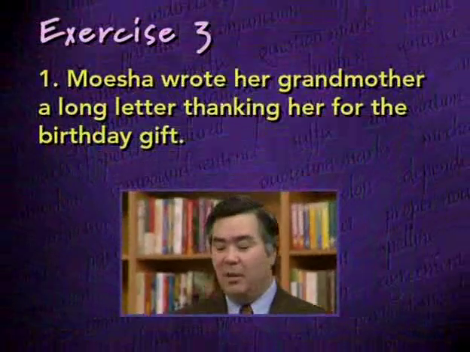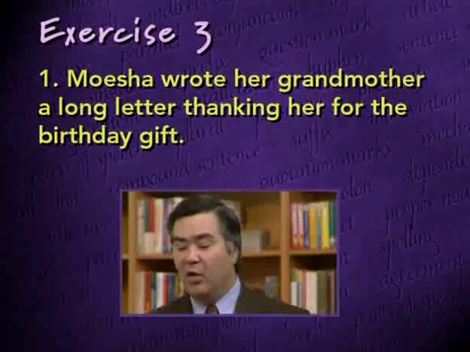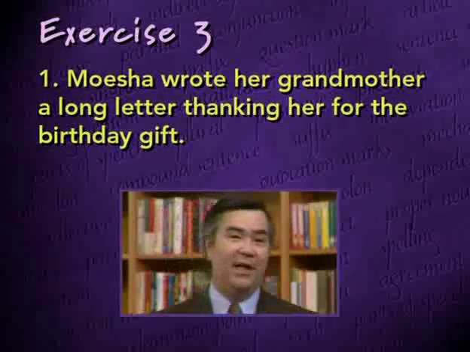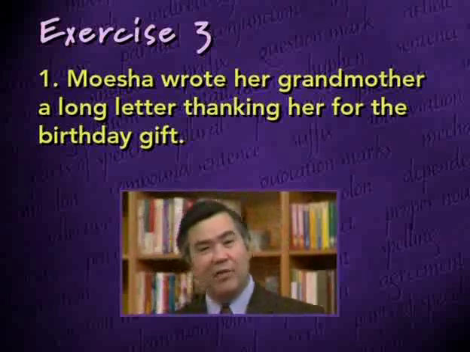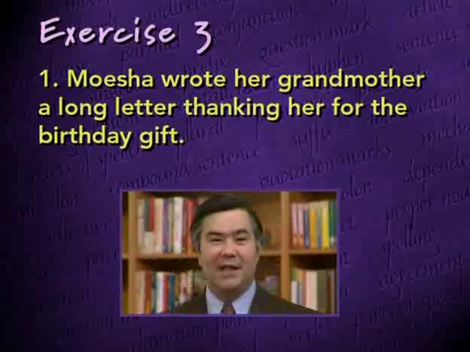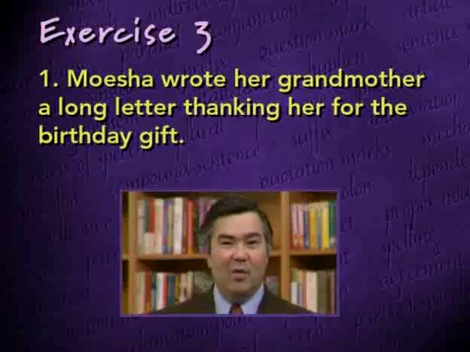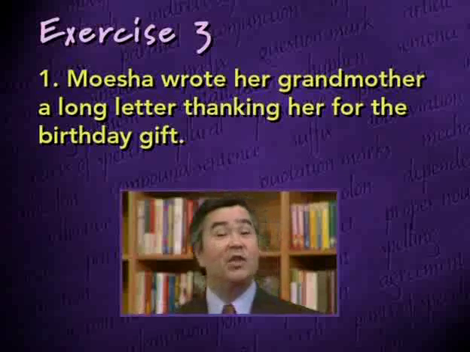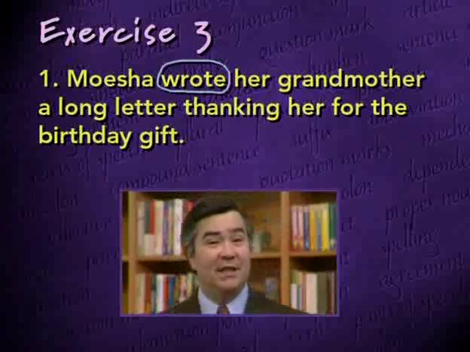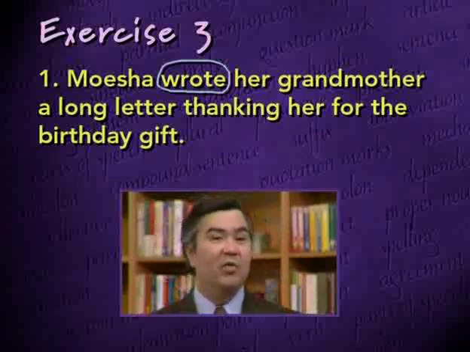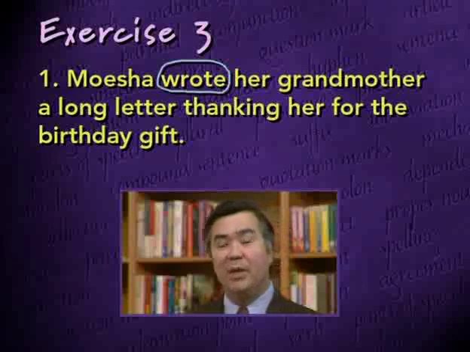First, Moesha wrote her grandmother a long letter thanking her for the birthday gift. It's usually a good way to start to look for the verb in a sentence like this, and then work from the verb outward. What's the verb in this sentence? The answer is wrote. Wrote is the word that contains the action of the sentence. And who or what is the subject? Who did the writing? The answer, Moesha.